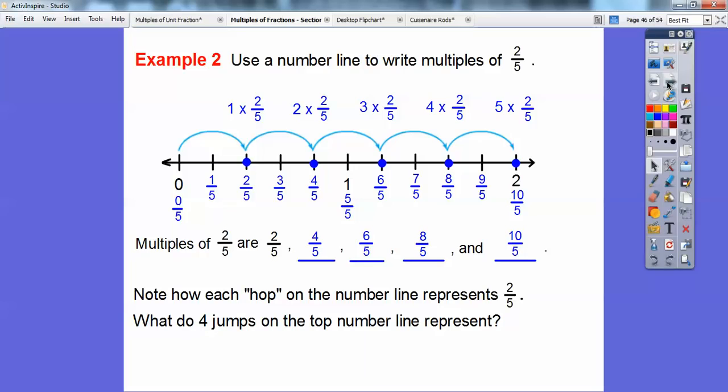Okay. Note how each hop on the number line represents 2/5. What do 4 jumps on this number line represent? Okay, if we did 4 jumps, well, 4 jumps would be 2/5, 2/5, 2/5, 2/5. It would take me out to 8/5. 4 times 2/5. Okay, so a multiple of 2/5 is 4 times 2/5 or 8/5, and it would take me out there to 8/5. Okay, all right.